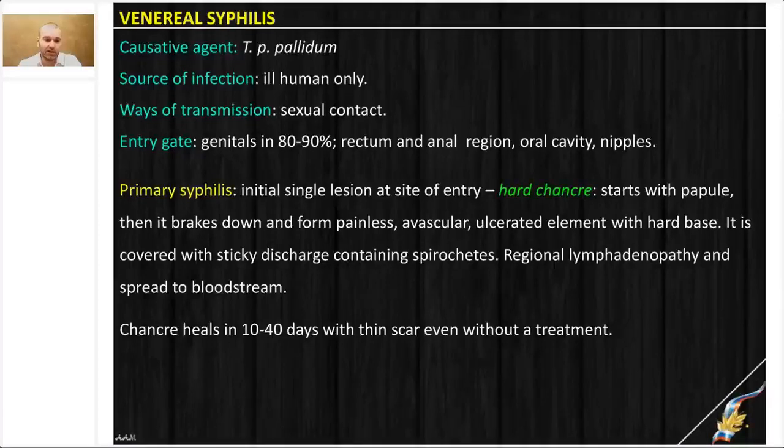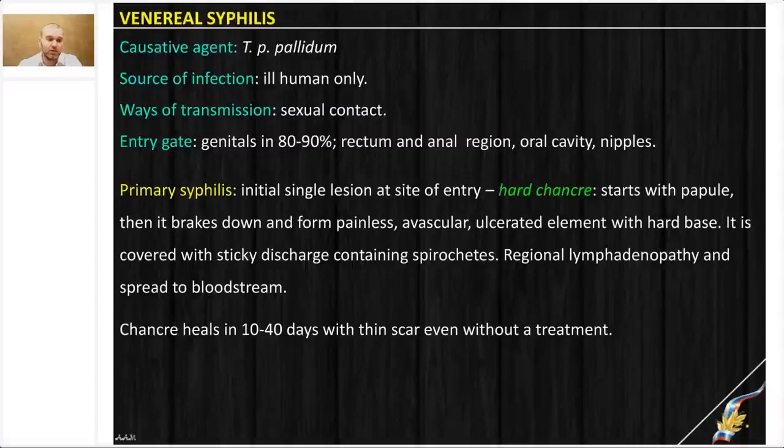It can pass through intact mucous membrane, and usually it is observed at the site of the first contact. If the first contact was in some oral region, then in other areas, lesions will not be identified. And if you see an initial lesion, it is always the site of the first contact.